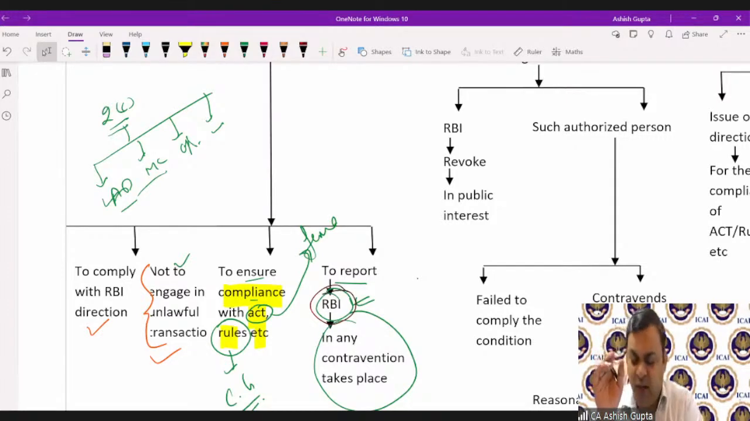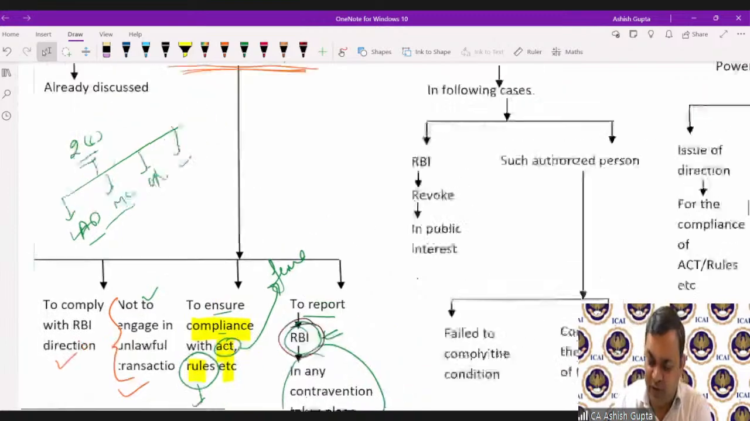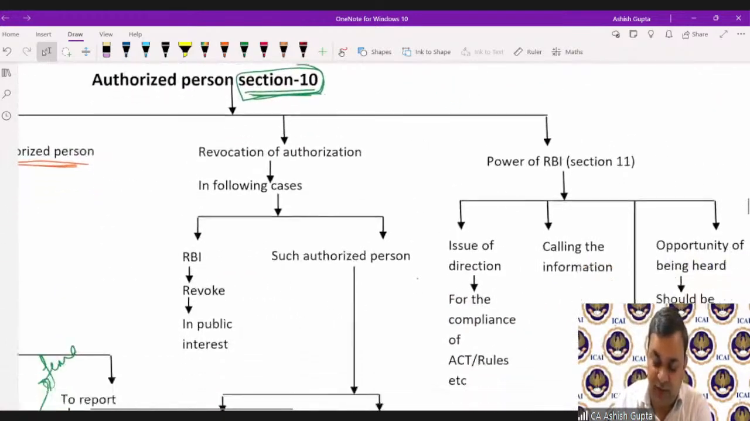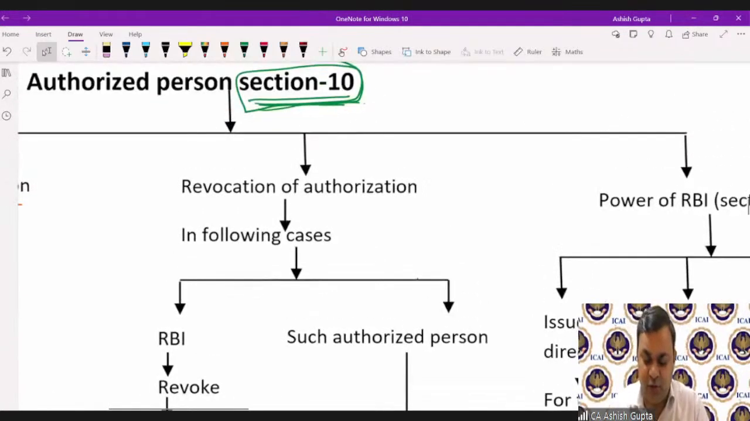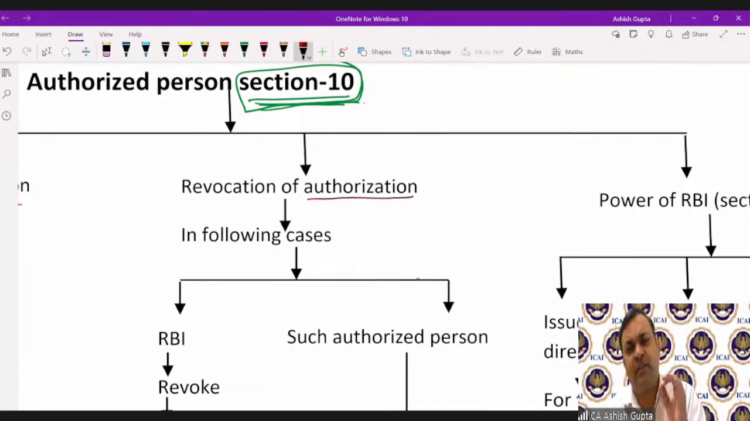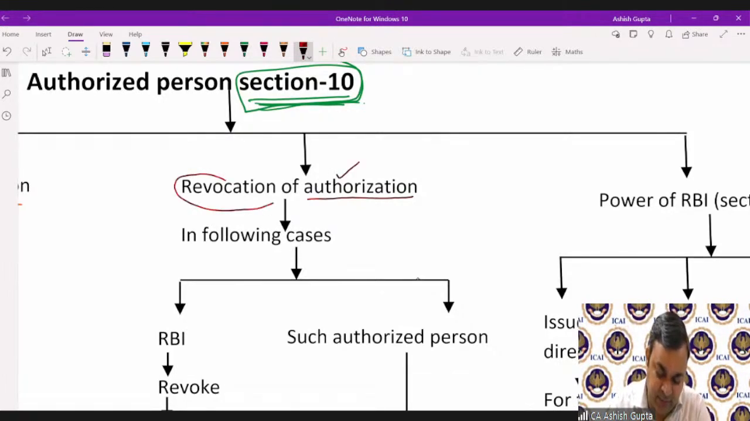Okay. Now move towards the next concept of section 10, which talks about the revocation of authorization. Meaning RBI has provided some authorization to any money changer, and what are the cases in which that authorization can be revoked? So, revocation of authorization in the following cases.